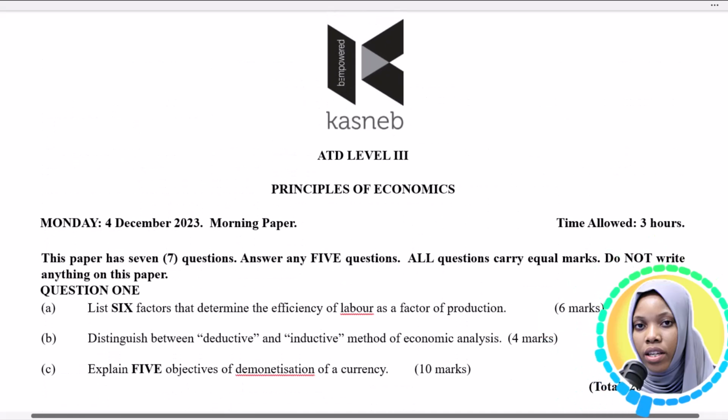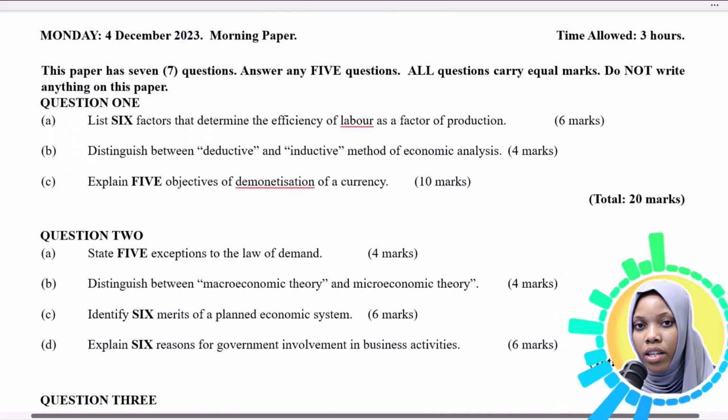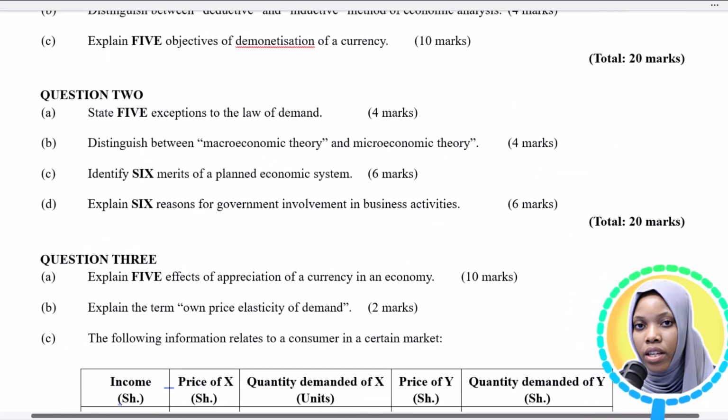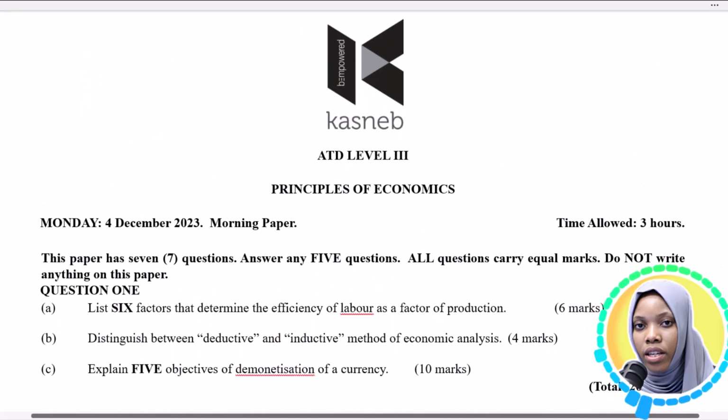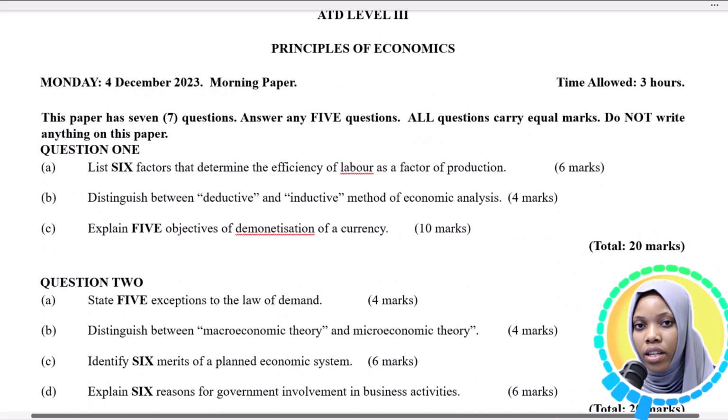Hello and welcome. I'm going to take you through the ATD Level 3 past paper. The paper is Principles of Economics, and it was done in December 2023. The students were provided with 7 questions and were supposed to answer any 5, but we are going to tackle all of them here. So let's go to question number 1 and begin with part A, which reads, list 6 factors that determine the efficiency of labor as a factor of production.